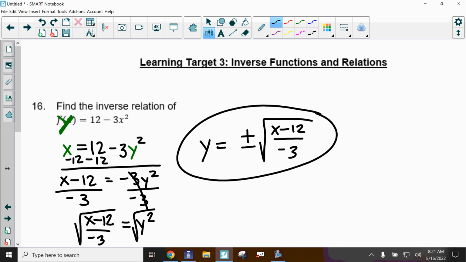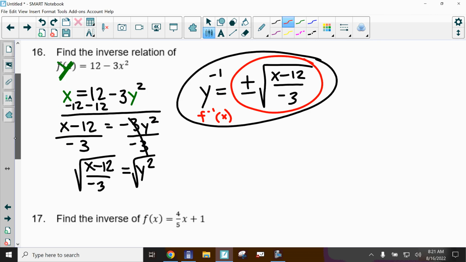And to show it's the inverse, we'll put a little negative 1 up here. And you can change that back to f of x if you want. You can also write f inverse x. That also means the same thing. I don't really care though, because my thing is, can you get this part? That's what I want to know.